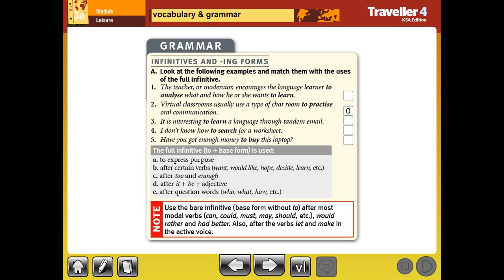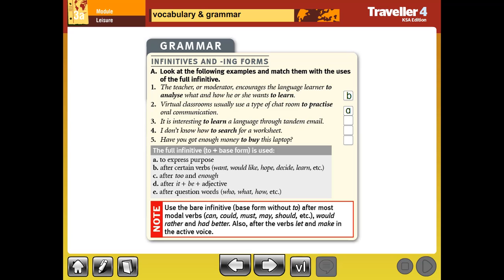B. After certain verbs, go to number one. Look, the teacher or moderator encourages the language learner to analyze what and how he or she wants to learn. Look, want to learn, wants to learn, wanted to. The same other verbs, would like, hope, decide, learn, and others are followed by to infinitive. Now, sentence number five: have you got enough money to buy this laptop? Look, enough money to, enough to infinitive. I have enough money to buy this laptop, for example.